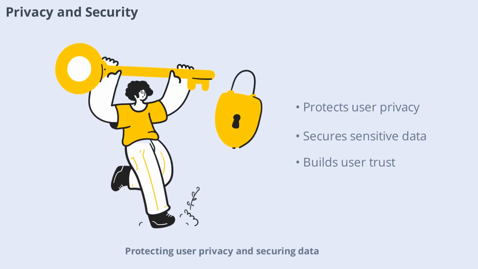Protecting user privacy and securing data are top priorities in machine learning. Sensitive information must be handled responsibly, and systems should be designed to prevent unauthorized access or misuse. Strong privacy and security practices build trust and safeguard users.